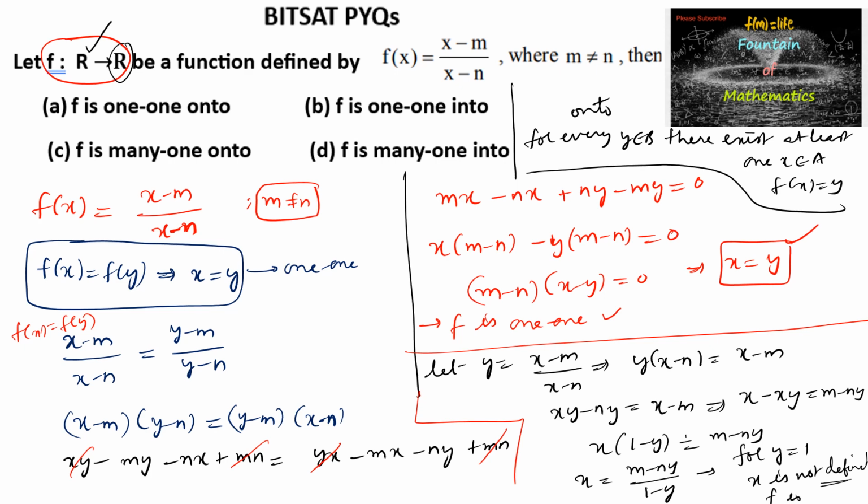So f is not onto. When f is not onto, we can call it an into function. So the function f is one-to-one and into. A one-to-one and into function is option B.